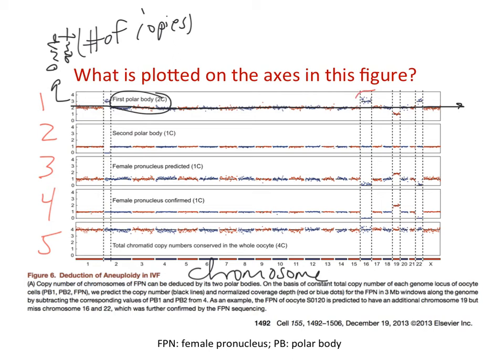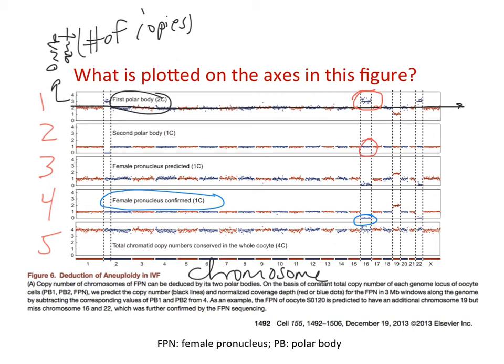Yep, so there are 3 copies, I'm circling this in red, of chromosome 16 in the first polar body, and there's 1 in the second polar body. So what's the genotype of the oocyte? The 3 copies of the chromosome in one polar body, 1 copy in the second polar body. What does the oocyte have? Nothing. And that's what this paper was proving, confirmed down here, panel 4: female pronucleus confirmed. That means the DNA that was taken out of the oocyte. They proved by sequencing that DNA that there was actually no version of that chromosome in that oocyte.